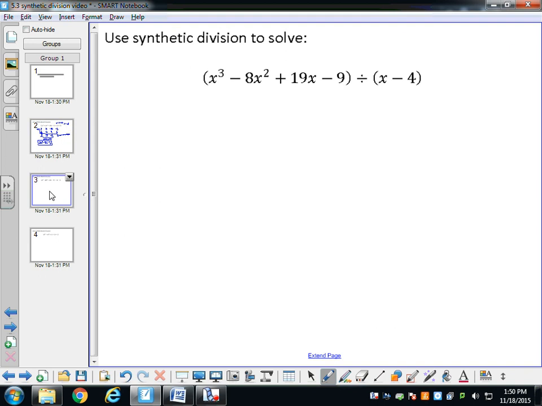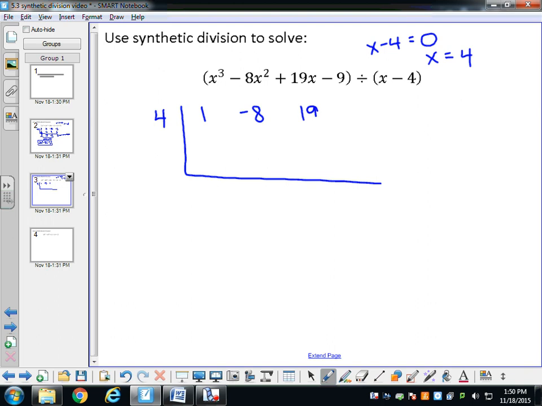Example 2. Draw your L. +4 is going to go on the outside because x minus 4 equals 0, x equals 4. Then I write down my coefficients again. The first one just gets brought down. Then it's 4 times 1 equals 4. Add your column. -8 plus 4 is a -4. Then it's 4 times a -4 is a -16. Add your column, and I get a +3.